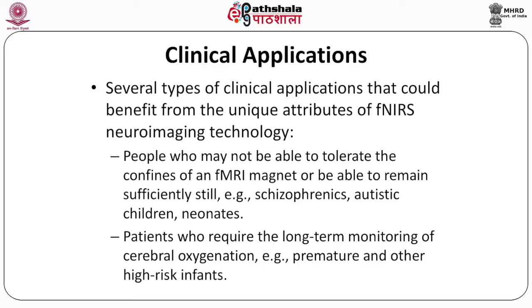So, those patients who are not able to remain sufficiently still, because FNIRS can be used in moving patients also, or in very active patients, we can do this study. Example: schizophrenics, autistic children, neonates. These are some examples of patients in whom it is very difficult to maintain a still posture. So, in those patients, fMRI is not advisable and FNIRS is pretty useful.